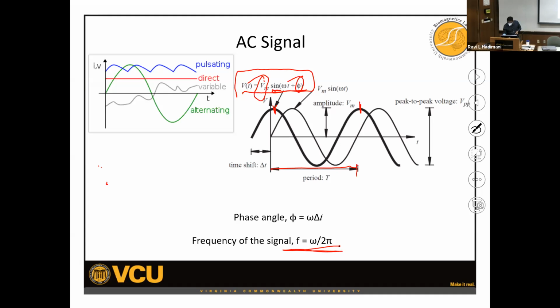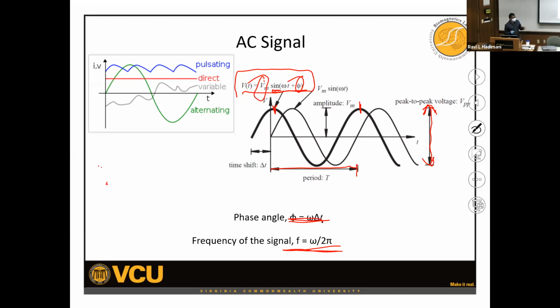So this is the peak to peak. Peak to peak is twice the amplitude, and here is the phase angle. So these are the things you need to characterize any AC signal. But we don't go so deep. We need only the amplitude. That is quite important for us.